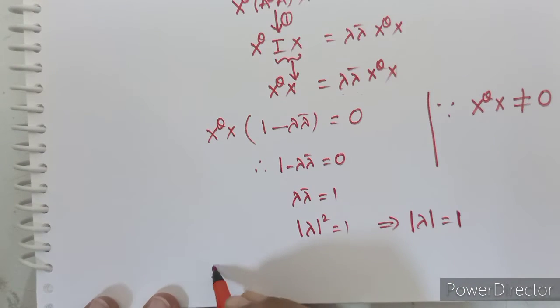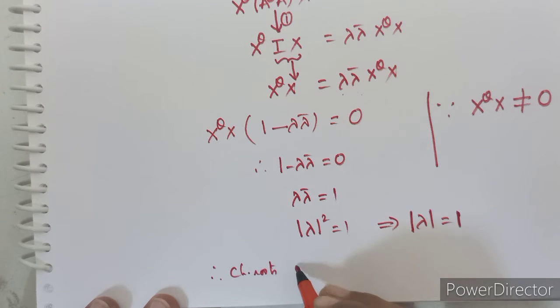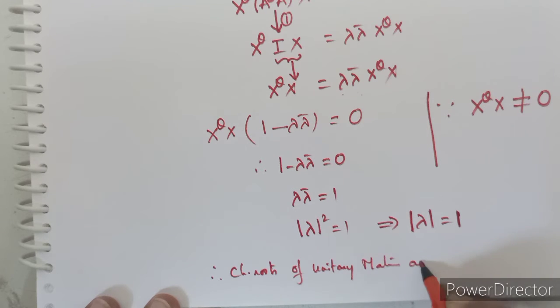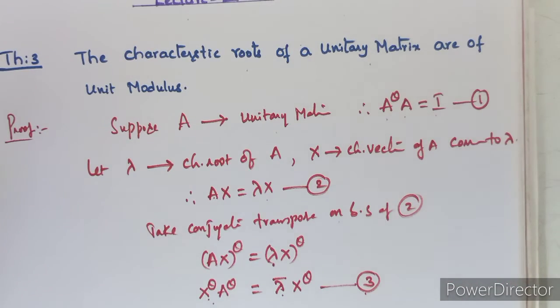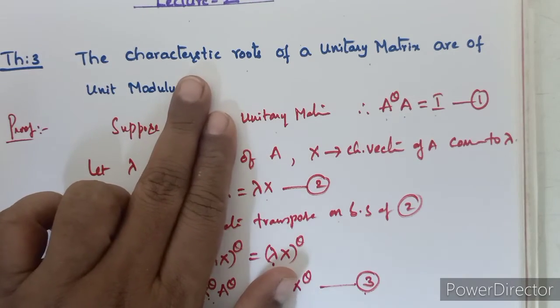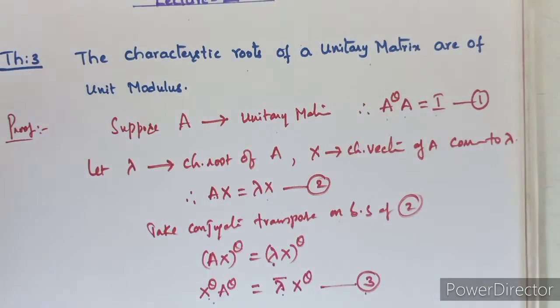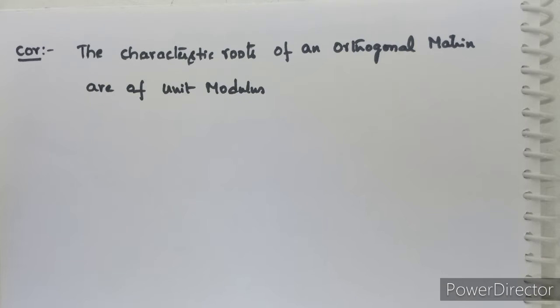Therefore, characteristic roots of a unitary matrix are of unit modulus. Unit means 1. That means modulus of lambda gives 1. So like that we can prove this theorem. But in competitive exams, this bit is very important. The characteristic roots of a unitary matrix are always of unit modulus. Very important bit. Just now we have learned the characteristic roots of a unitary matrix are of unit modulus.